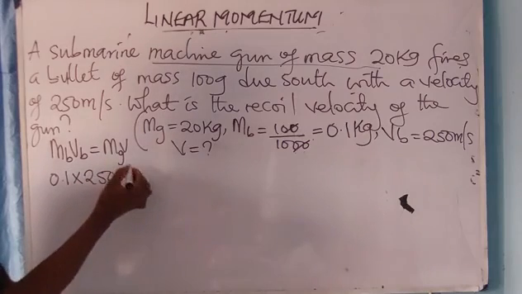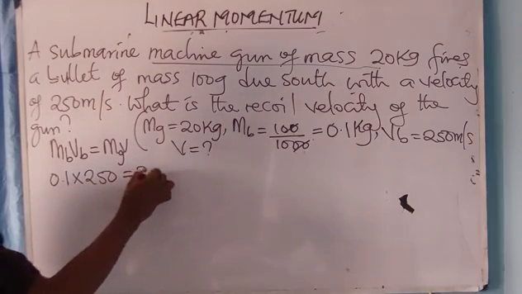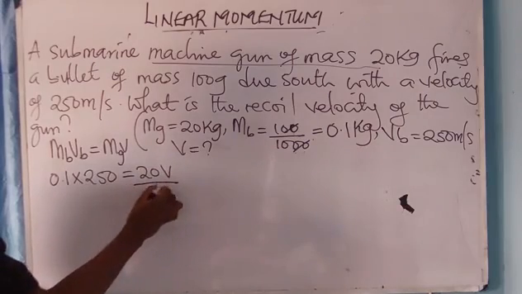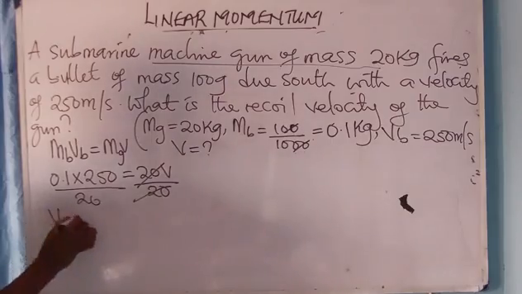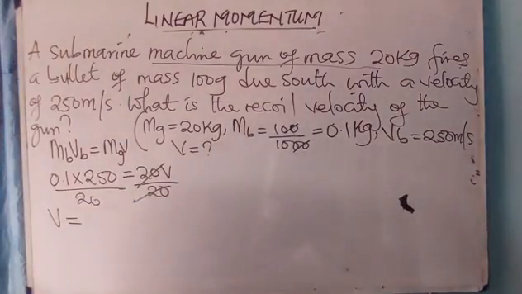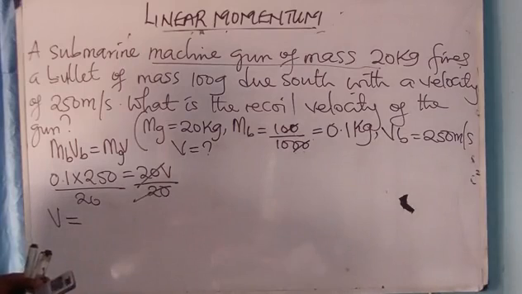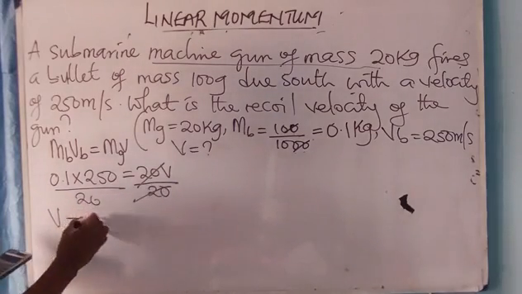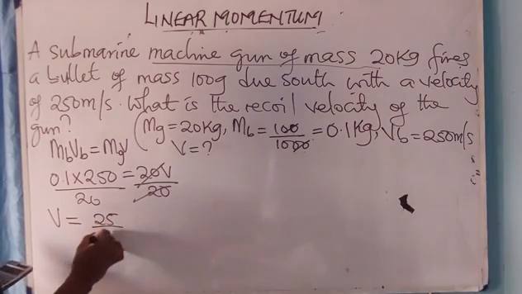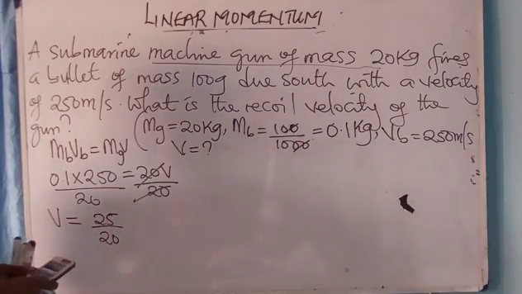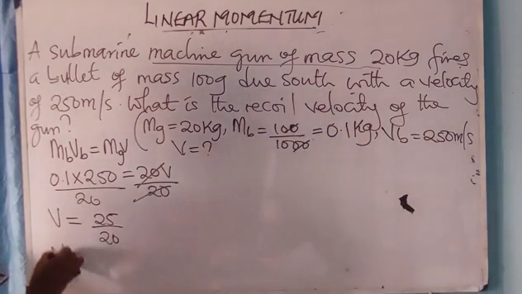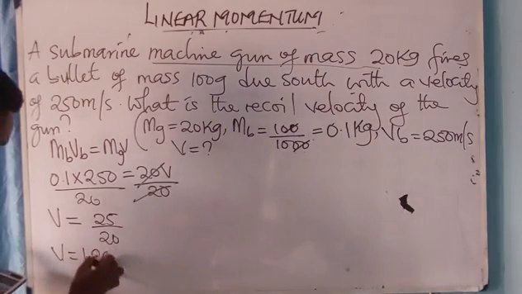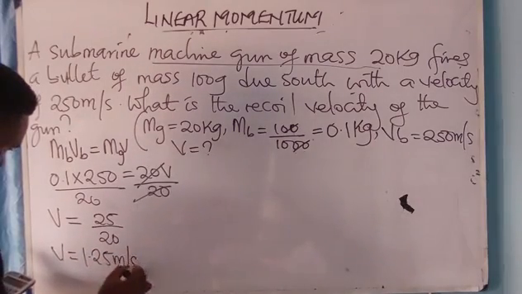250 equals mass of the gun times V, 20V. Divide both sides by 20. So V equals 250 times 0.1 equals 25 divided by 20. So 25 divided by 20 equals the velocity, which is 1.25 meter per second.